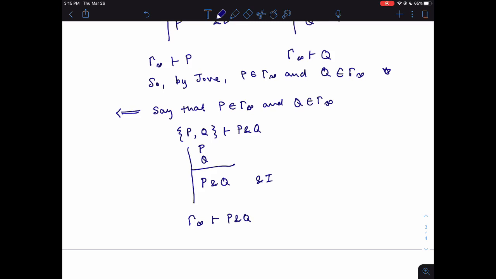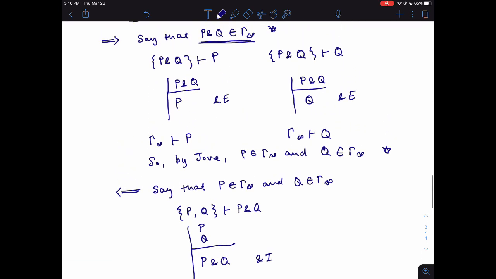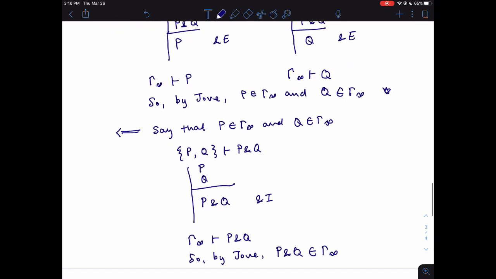Okay, and now we're in a great position to apply JOVE. So we're going to go from a claim about what gamma infinity allows us to derive to a claim about membership in gamma infinity. So by JOVE, P and Q is a member of gamma infinity. Okay, and that completes the case for the conjunction, right? We did both sides of the biconditional. That's it. Cool, pretty simple.